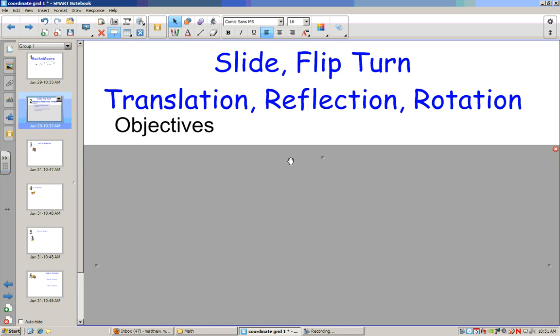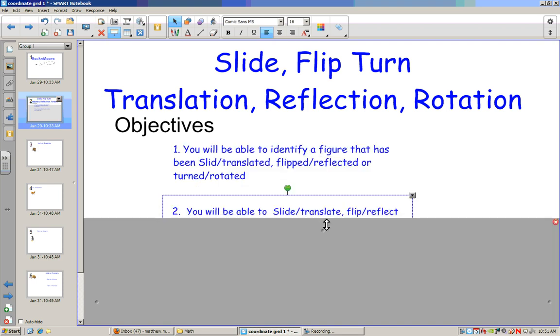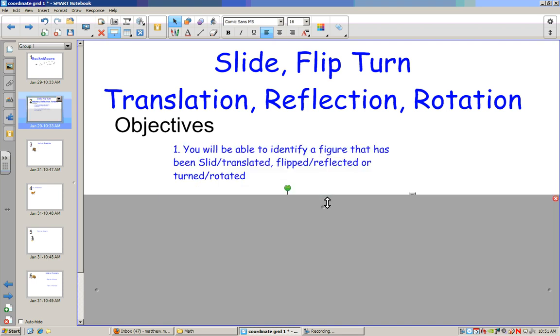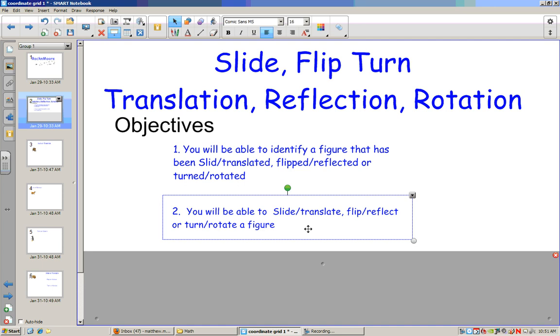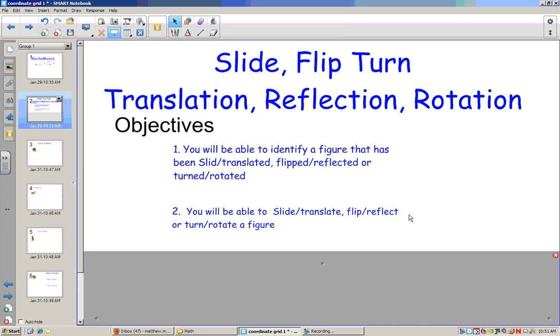And our objectives for today's lesson: the first objective is that at the end, you will be able to identify a figure that has been slid or translated, flipped or reflected, or turned and rotated. And you will also be able to slide, translate, flip, reflect, turn, or rotate a figure on your own when you're asked to do that. So you're going to be able to do these two things. We're going to take them one at a time as we go through.